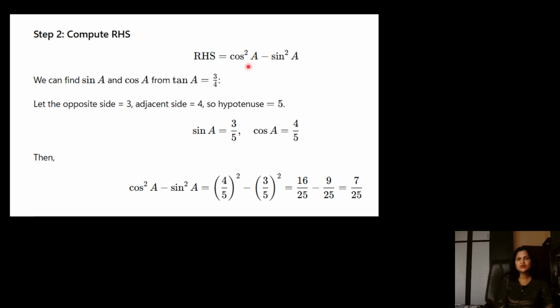Compute RHS. RHS is equal to cos square A minus sin square A. We can find sin A and cos A from tan A. Tan A is 3/4, given. So opposite side is 3, adjacent side is 4, because tan A is equal to opposite side by adjacent side. Hypotenuse is 5. 3 square is 9 plus 16 is 25. 25 is 5 square. That's why hypotenuse is 5.